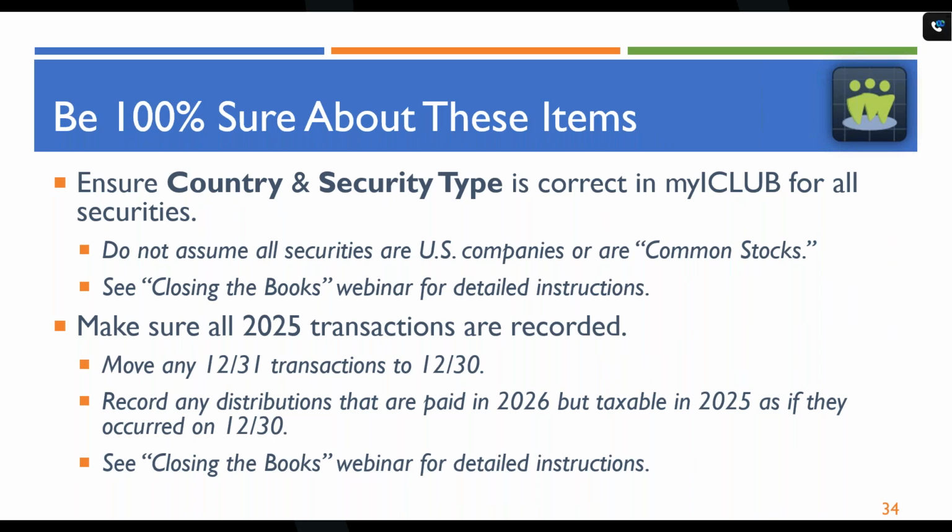Go through your records, make sure you've entered all of your 2025 transactions. Any transactions, you don't want them on your last valuation date, the 12/31 date. So if you have any dated 12/31, edit those and enter them as 12/30. And there are some mutual funds that pay dividends in January. They would have paid dividends in January 2026, but they are taxable in 2025. So treat them as if you received them on 12/30/2025. And additional information and details are in the Closing the Books webinar.